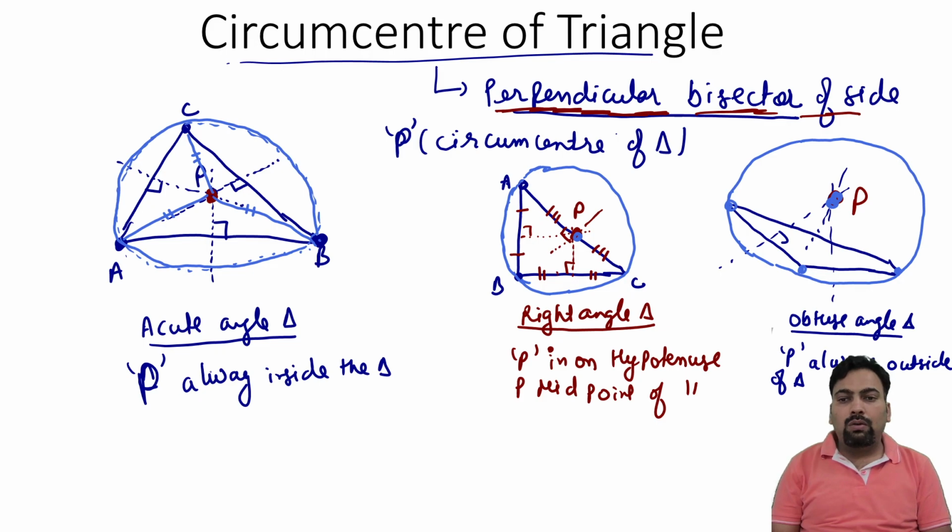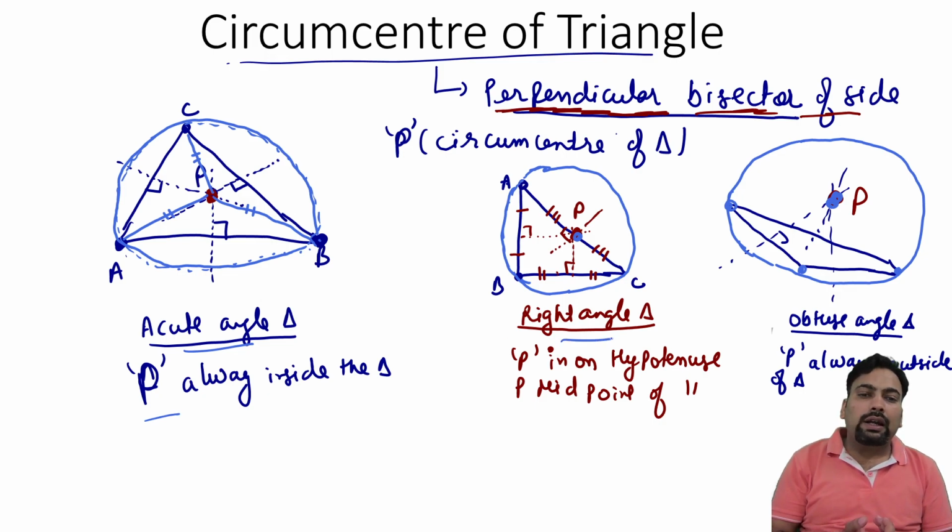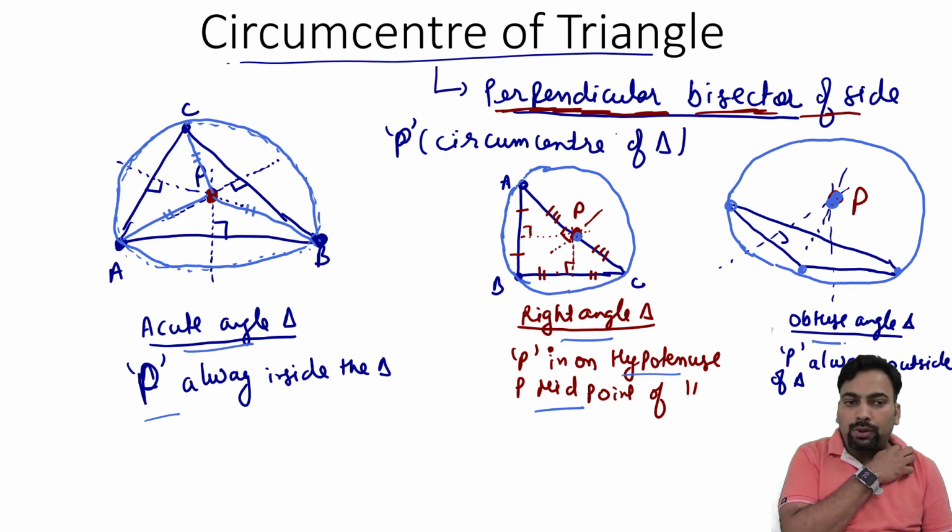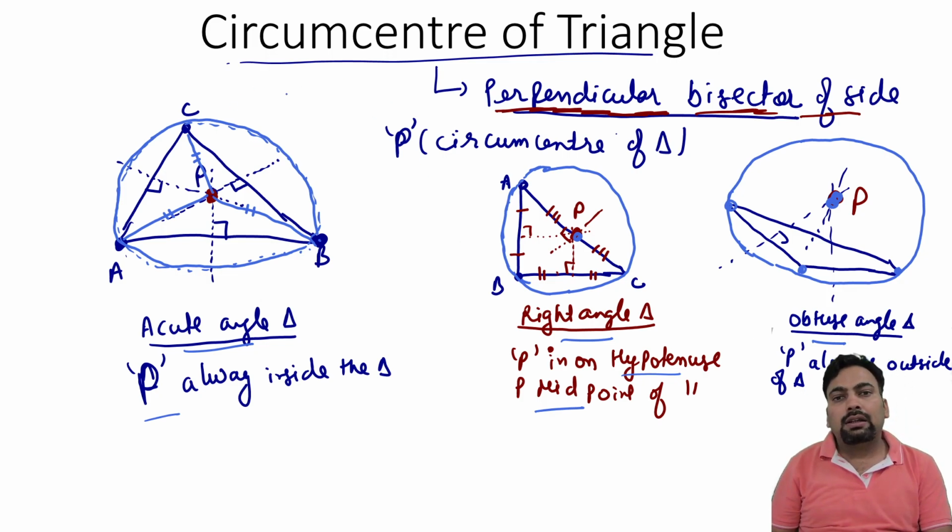Always remember: in an acute angle triangle, the circumcenter is always inside the triangle. In a right angle triangle, it is on the hypotenuse and it is the midpoint. And what about your obtuse angle triangle? P is always outside the triangle. And the circumcenter, if you draw a circle, it touches all the points of the triangle inside a circle.